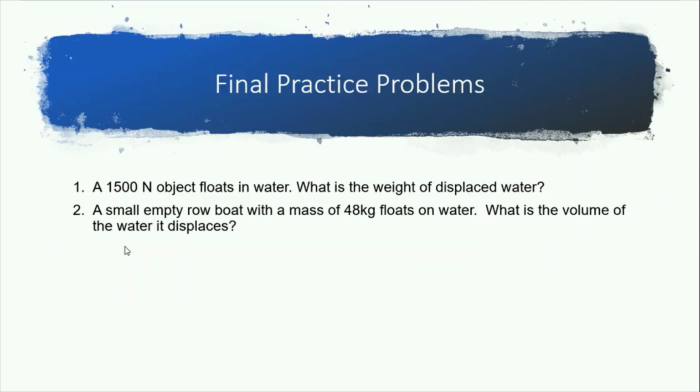All right, final two practice problems. So pause the video again and take a few minutes, work through those, and we will go over those here in just a second.